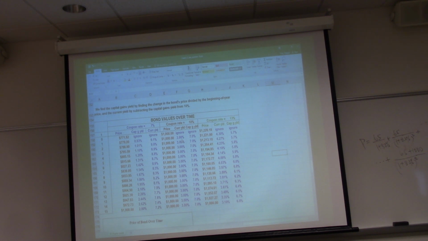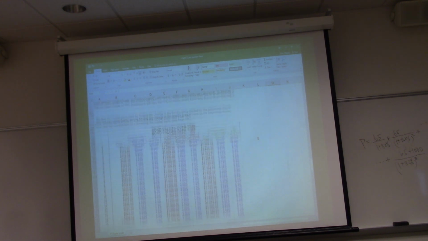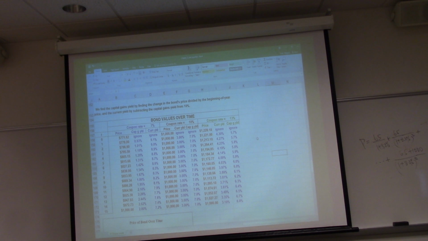The closer it is to maturity, the closer the price will be to $1,000, until at maturity it reaches the $1,000.